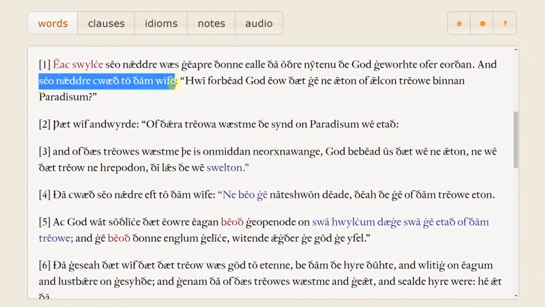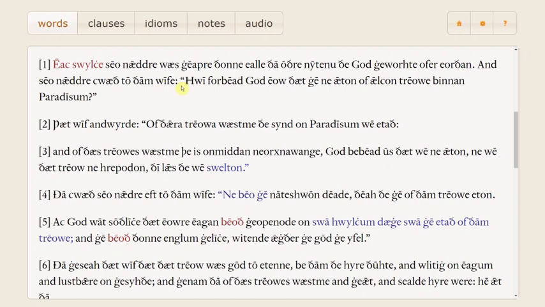Next one that I wanted to have a look at was here, Seonadre quath to them with. And this is then the snake spoke to the woman. And so this is the subject, Seonadre, the verb quath, and then a preposition phrase to them with.